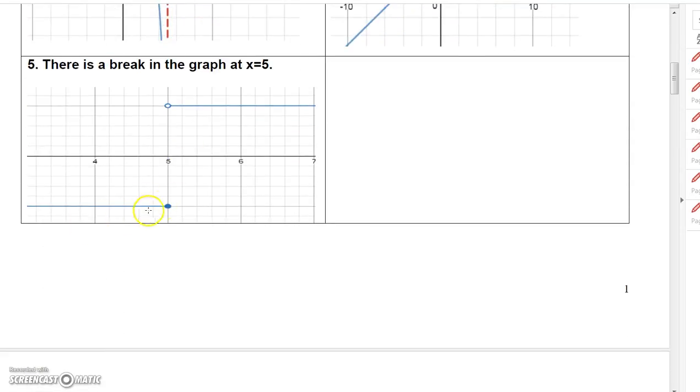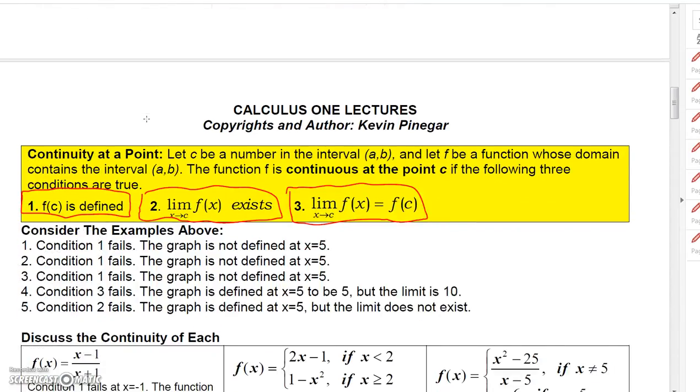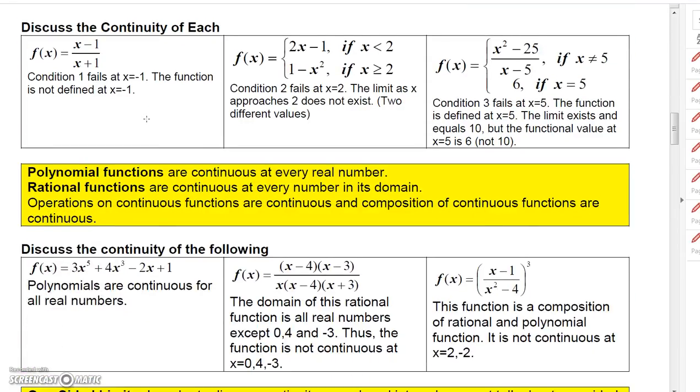Now this one is defined at 5, right? So right here. So this one's defined to be this value at 5. But if you look at this, the left-hand limit is equal to one number, whereas the right-hand limit is a number up here. So the limit does not exist. So in that case, the limit does not exist. So there are different reasons why a function might not be continuous at a value.